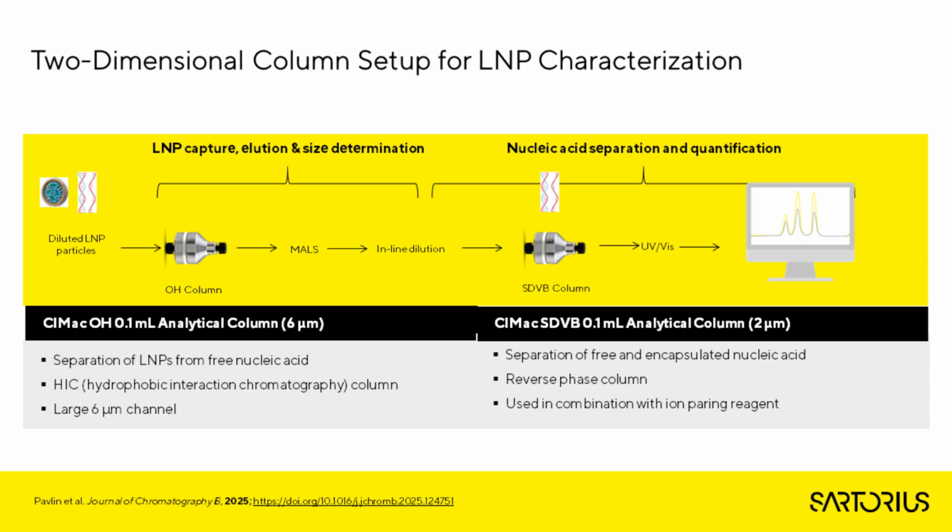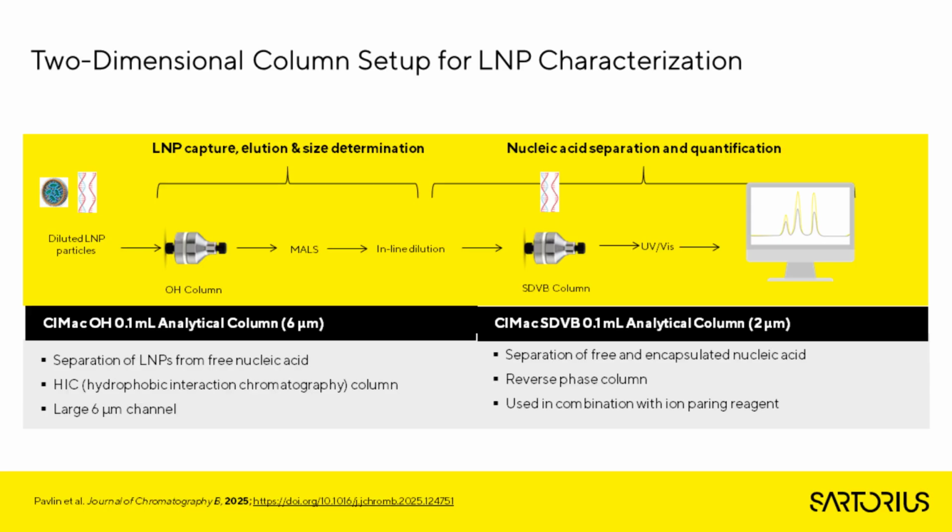The second column we use in this system configuration is our CMAC SDVB column. This column is used for separation and quantification of free and encapsulated nucleic acids. This is a reverse phase column, and we use it in combination with ion pairing reagent. This system is also equipped with two detectors. The first detector we use is the MALS detector.